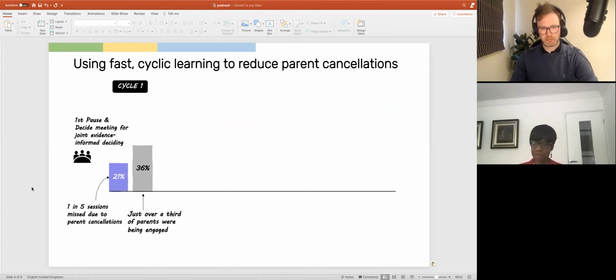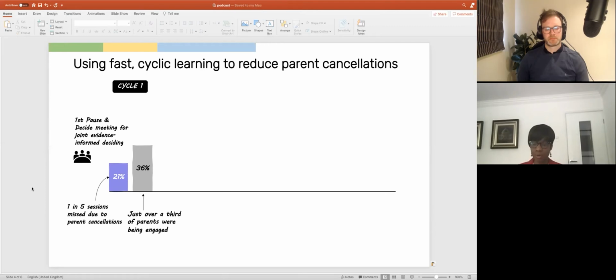So at the end of cycle 1, we realized that about 1 in 5 sessions were missed because parents canceled at the last minute. We did have a list of unavoidable, foreseeable reasons, such as bad weather, for example, or illness, or emergency, or environmental disruption. So we had those as unavoidable reasons. There's nothing you can do when these things happen. But we didn't have that parents just cancel for no reason or at the last minute. To us, that was avoidable, and we didn't expect to see this happening, especially in 1 in 5 sessions.